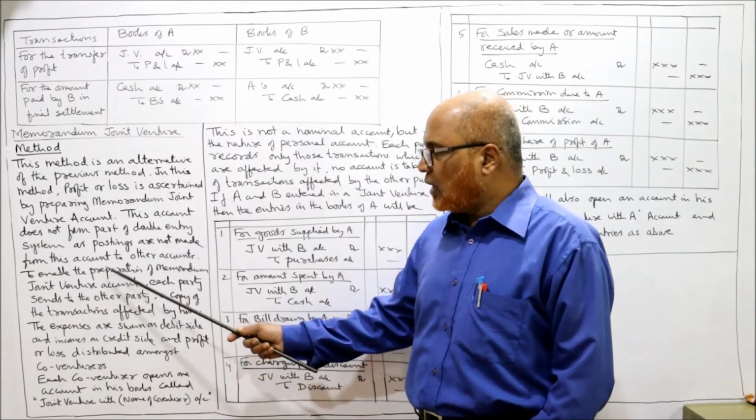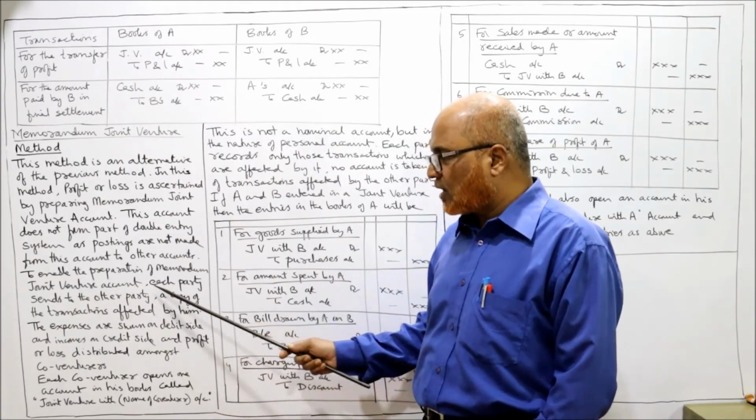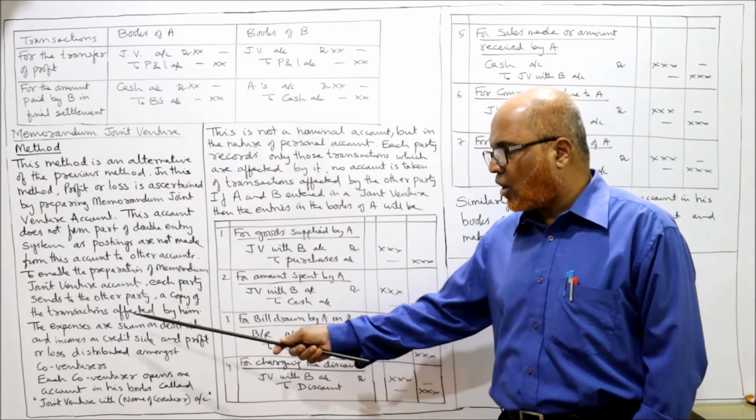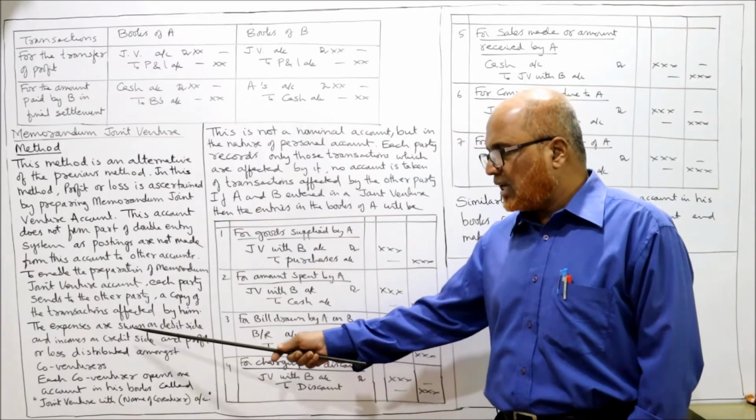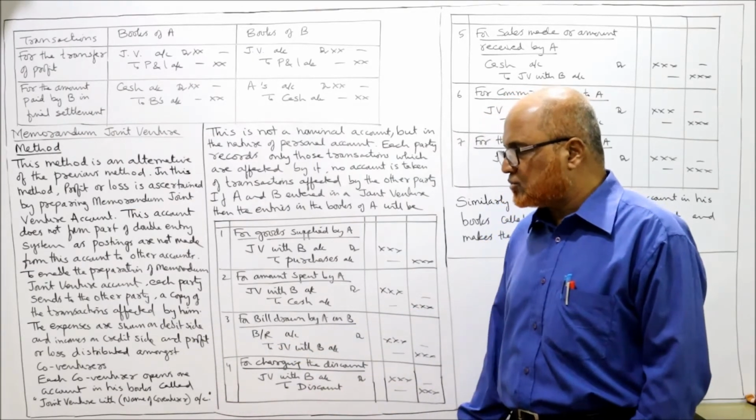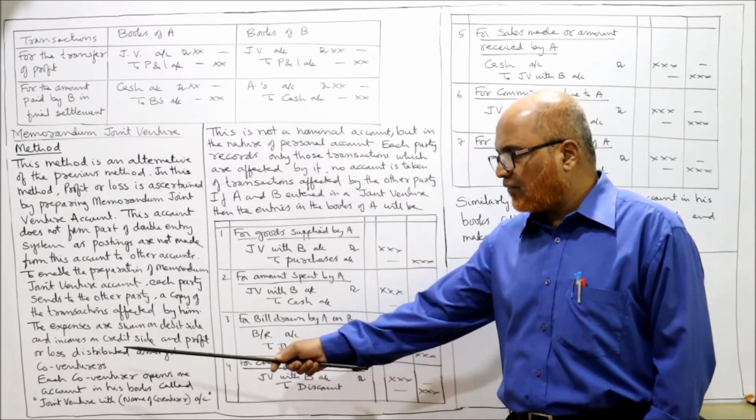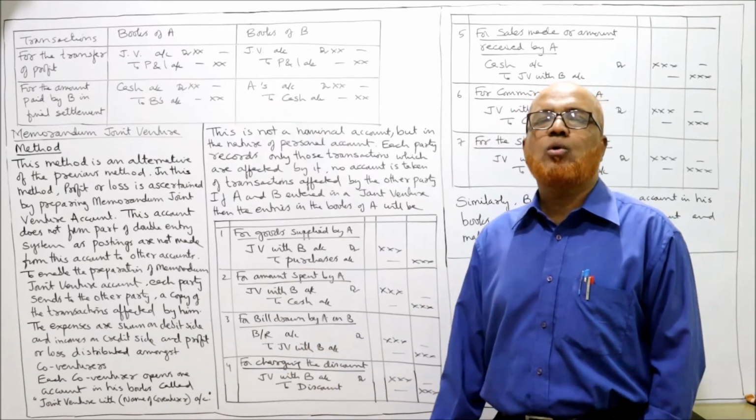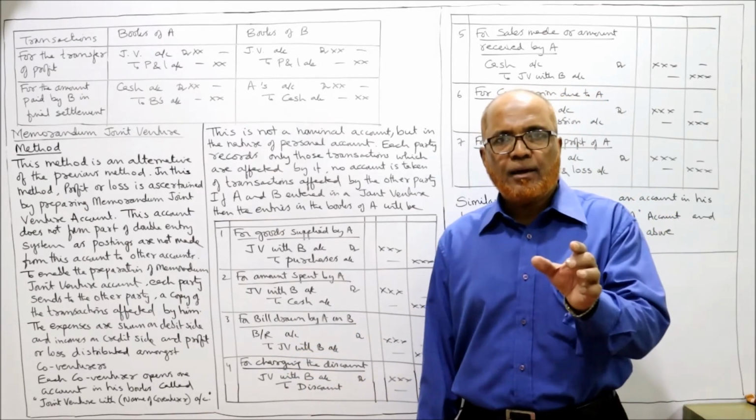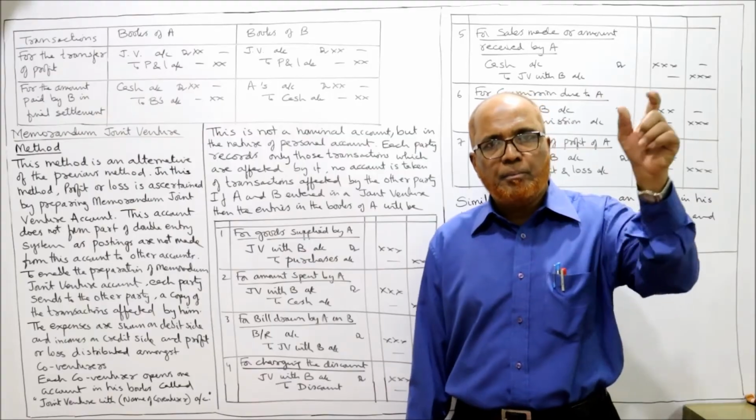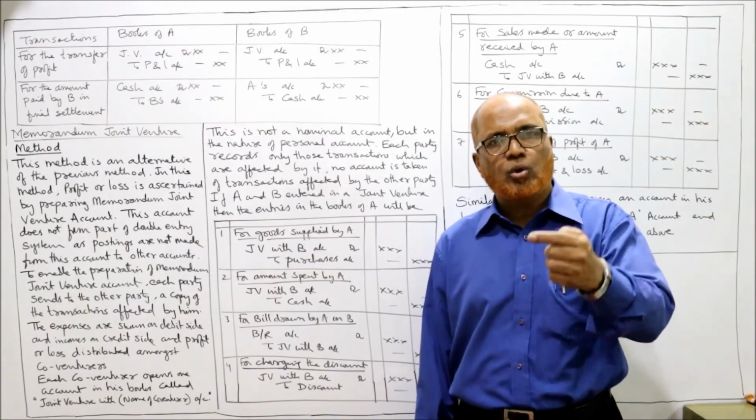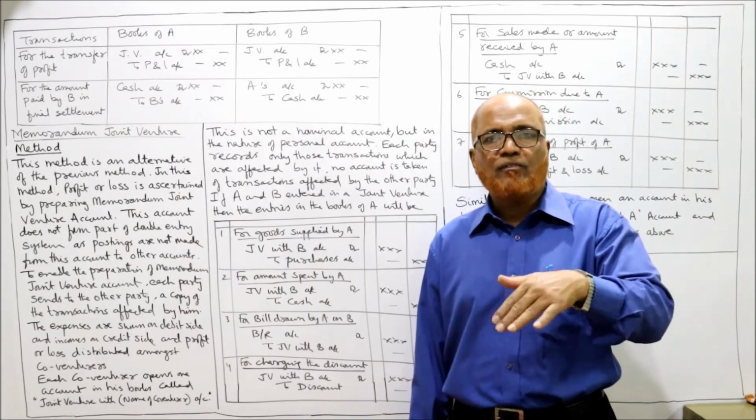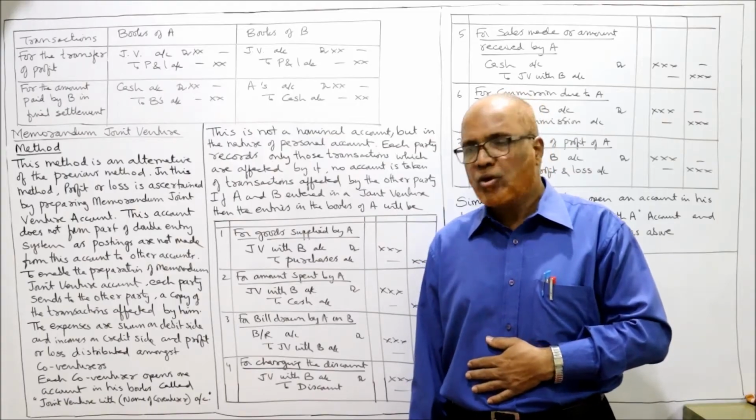So here, to enable the preparation of memorandum joint venture account, each party sends to the other party a copy of the transaction affected by him. The expenses are shown on debit and incomes are shown on the credit side, and the profit or loss distributed among the co-venturers. So A will make a memorandum joint venture account, B will also make a memorandum joint venture account, both profits will come out. So they will share this profit between the co-venturers.